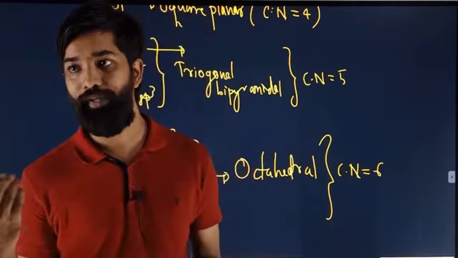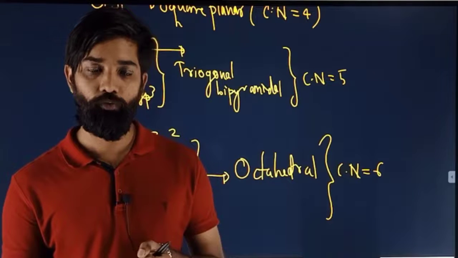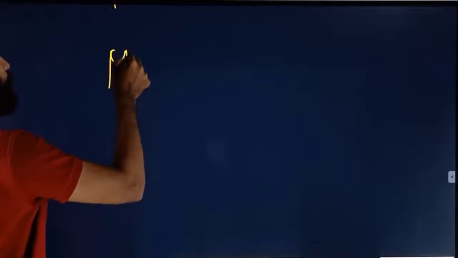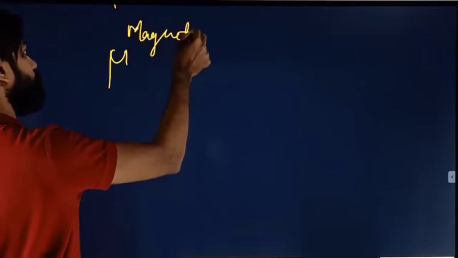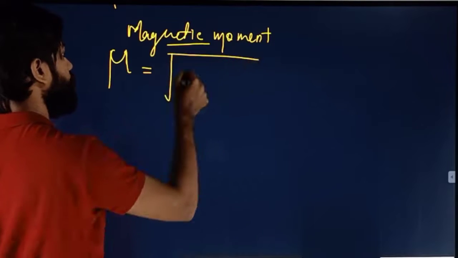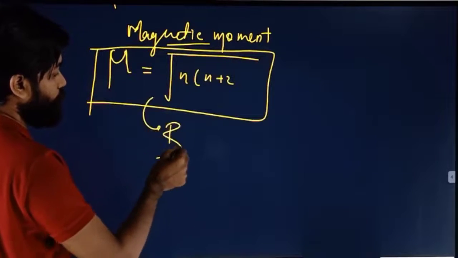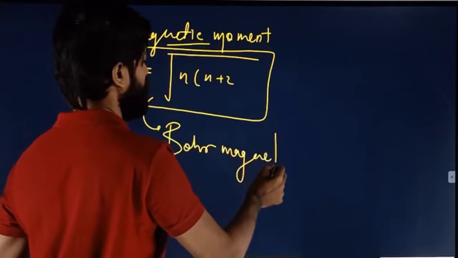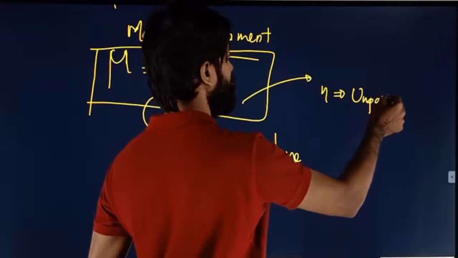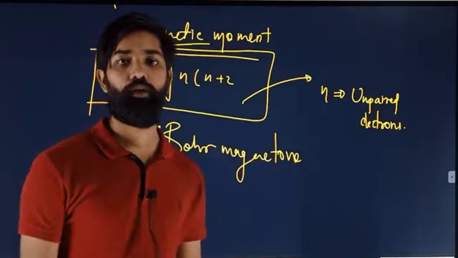So let's discuss the hybridization of some examples, where we want to find the magnetic property, whether paramagnetic or diamagnetic, and also predict the hybridization of molecules. To find the magnetic moment, the formula is root of n into n plus 2, where n is the number of unpaired electrons, and the unit is Bohr magneton. Sometimes the magnetic moment is also asked in questions. We can discuss it in some examples.